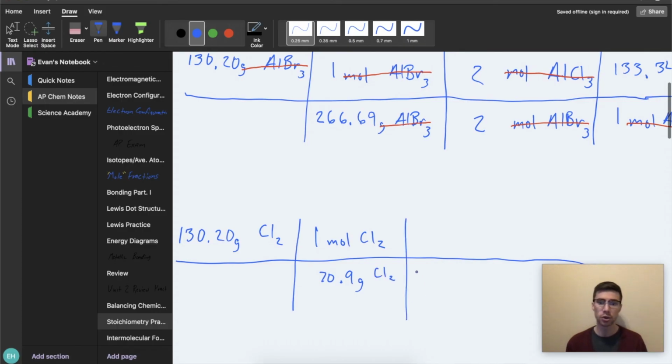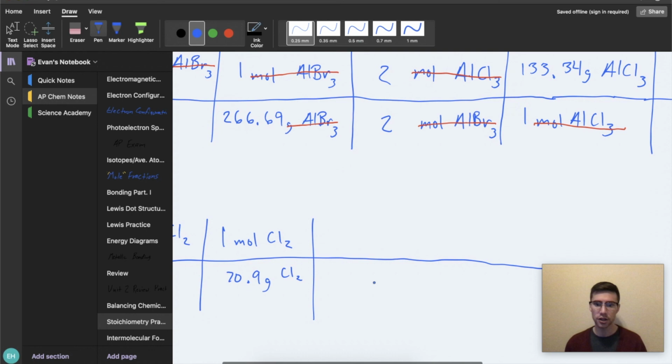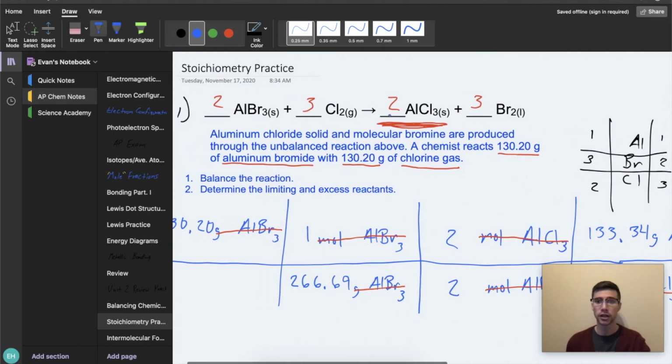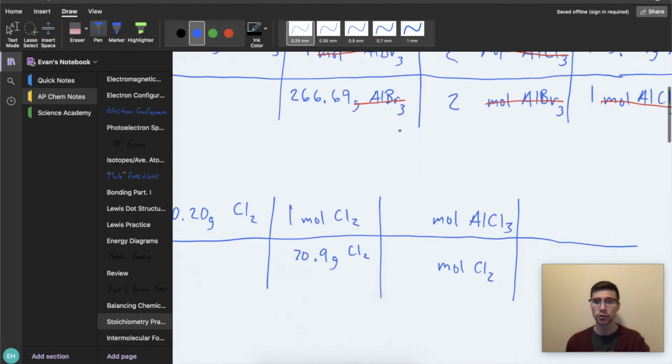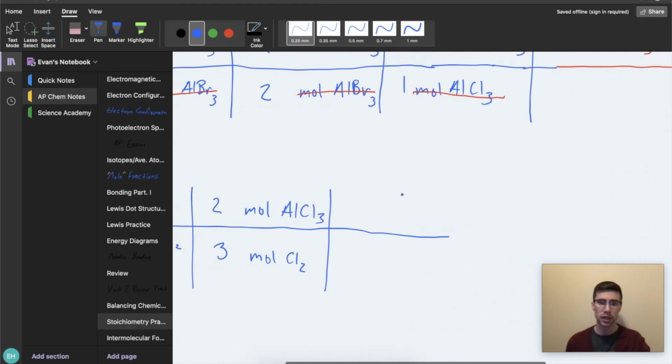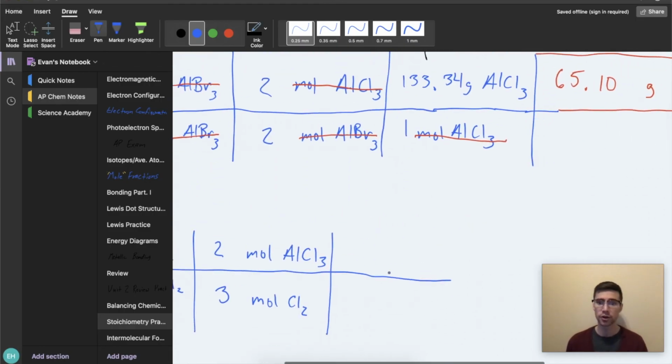Okay, so I've converted to moles here. Now, again, I need to convert from moles of our reactant to moles of our product. And again, the way that we do that is by using our balanced coefficients. So we would have a 3 for the coefficient of chlorine and a 2 for the coefficient of aluminum chloride. So 3 down below and 2 up top. Now, again, the last thing I'm going to do here is convert from moles of aluminum chloride to grams of aluminum chloride.